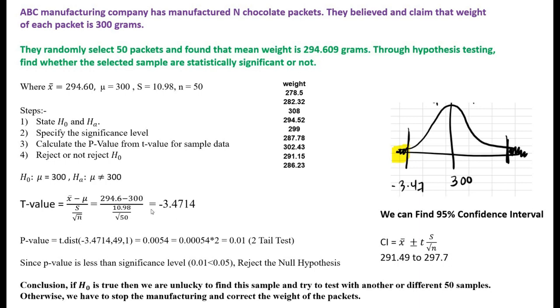Otherwise, if this test is absolutely correct, it means that ABC manufacturing company has to stop their manufacturing and correct the weight of the packets, because whatever they believe and claim is not correct. The weight of the packet is not 300 grams. They have to stop the manufacturing and correct the weight of the packets, because our p-value is less than the significance level. So we are rejecting the null hypothesis. It means our mean is not equal to 300. It means it will be the alternate hypothesis.